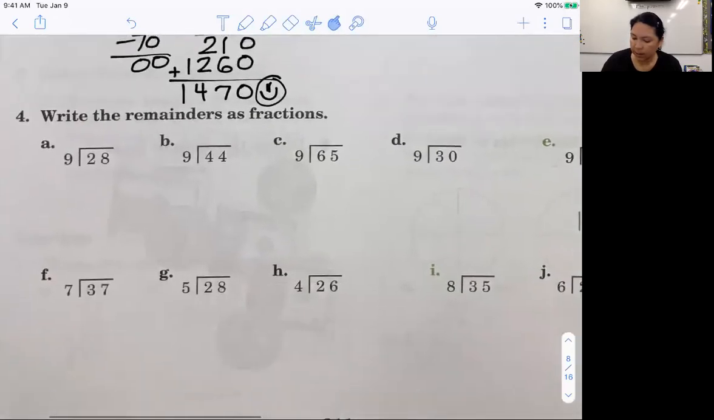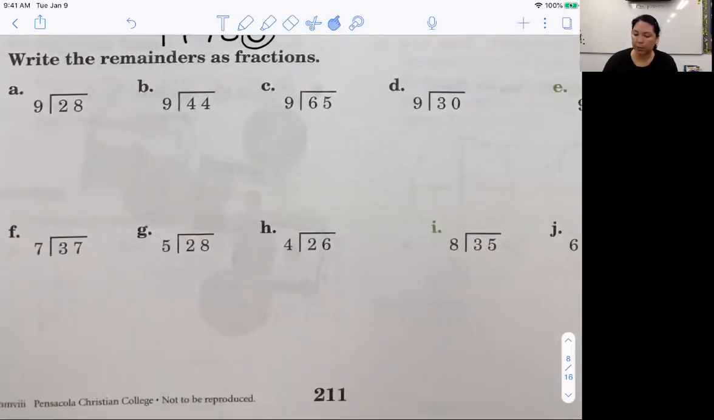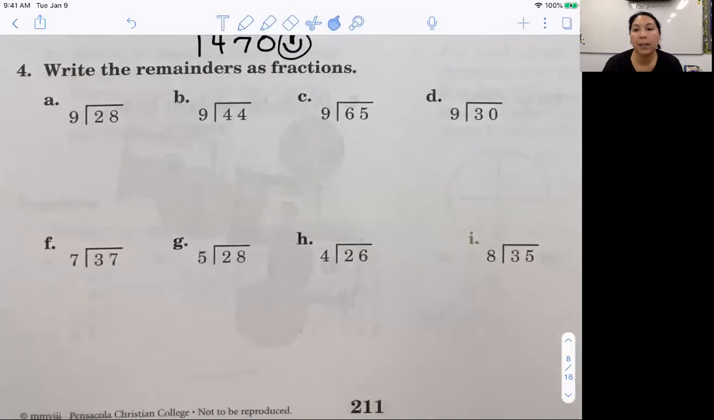All right, let's go down to section 4. I'm only going to do a couple of these. So it says, write the remainders as a fraction. These are super easy. They just want you to practice writing remainders as fractions.